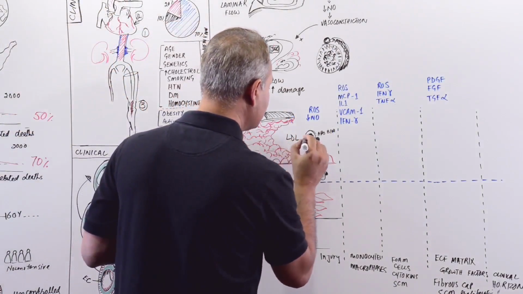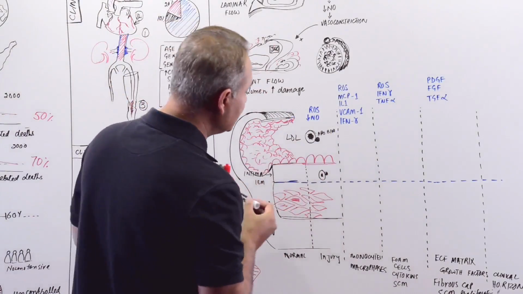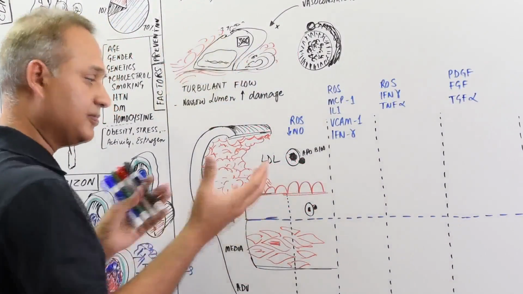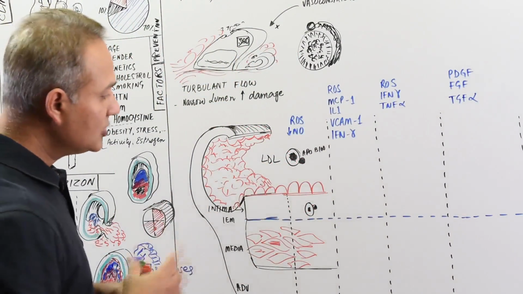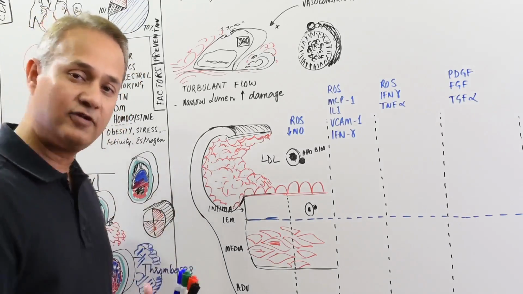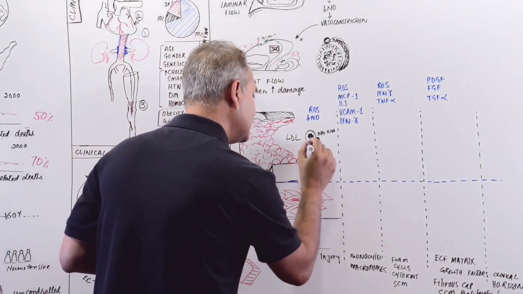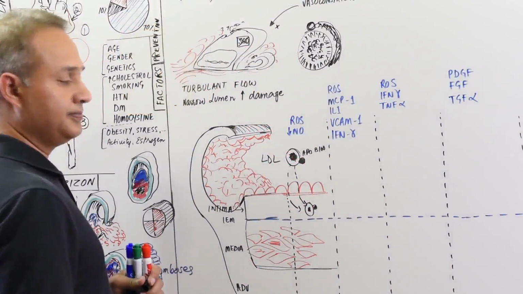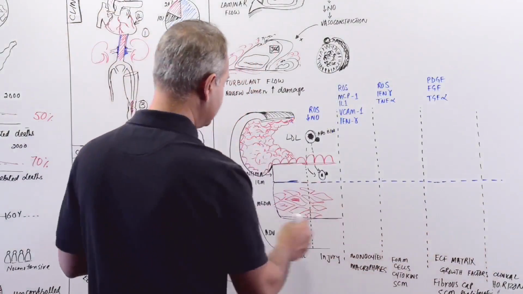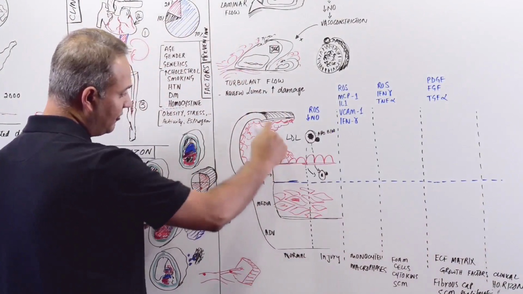LDL has ApoB100, and LDL receptors are present in the liver and on the cells. So a chronically increased level of LDL ultimately causes LDL to start accumulating under the endothelium. If you see here, I've put some phases. This is a blood vessel here. This is the lumen of the blood vessel.